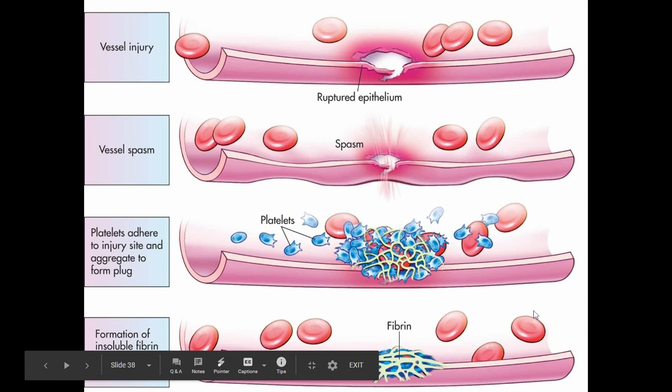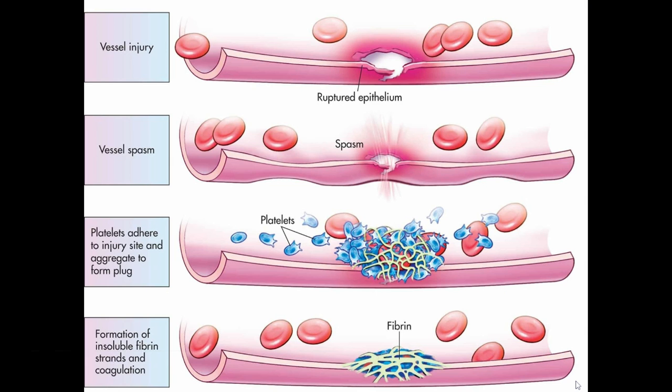Okay, process of hemostasis. Basically, first you have to have an injury, right? And those epithelial cells at the injury site release some chemicals. Those chemicals tell your body to constrict your vessels. So vasoconstriction. That reduces the blood flow, reduces the blood loss to try to start the process of clotting.